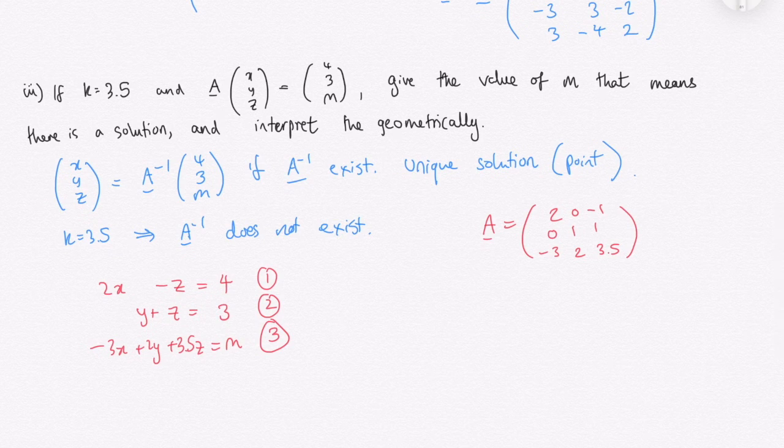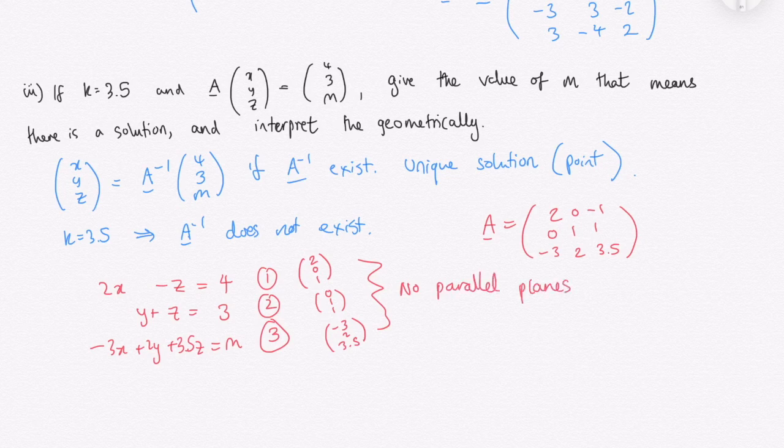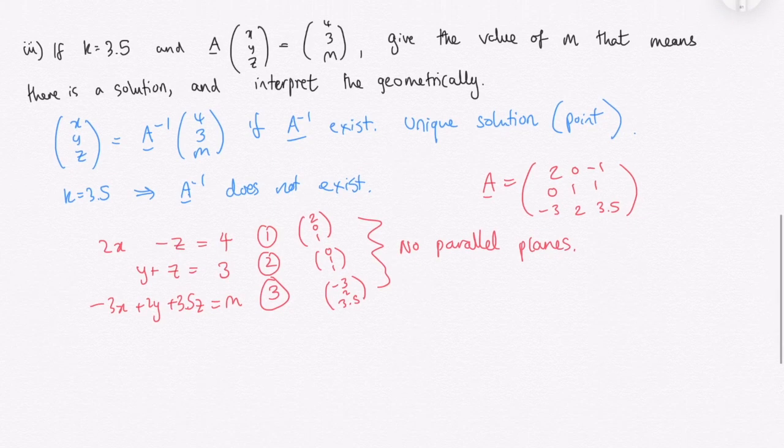But we also should notice that plane 1 has a normal (2, 0, 1), plane 2 has a normal (0, 1, 1), and plane 3 has a normal (minus 3, 2, 3.5). So if you think carefully, none of these planes are parallel because they all have different normals. So no parallel planes. So what does this leave us? It leaves us with two possibilities.